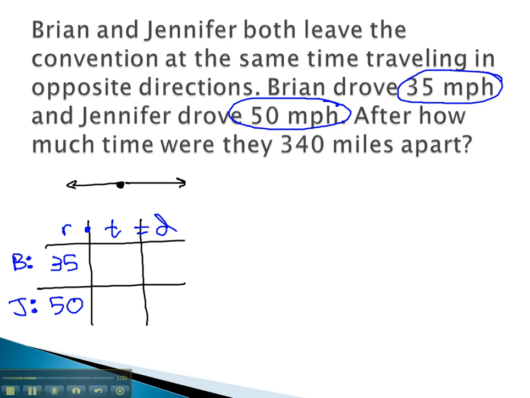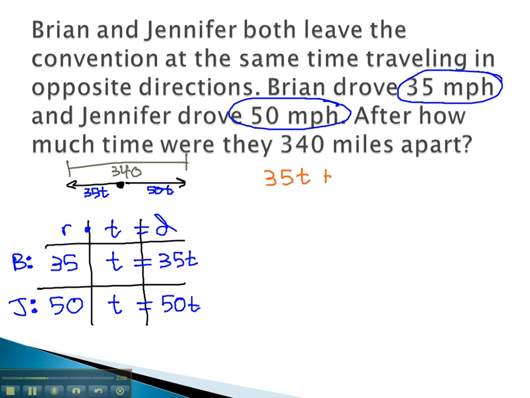We want to know after how much time, we don't know, but it's the same time for both, will the total distance between them be 340 miles? We calculate distance by multiplying rate by time, 35t and 50t. In other words, Brian's distance is 35t, and Jennifer's distance is 50t. Adding those distances together, 35t plus 50t, will give us the total distance traveled of 340 miles.